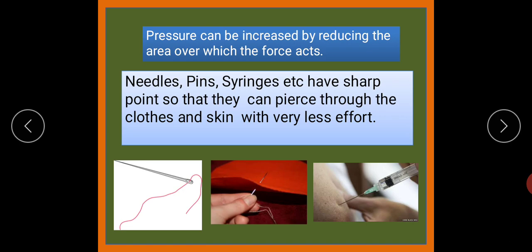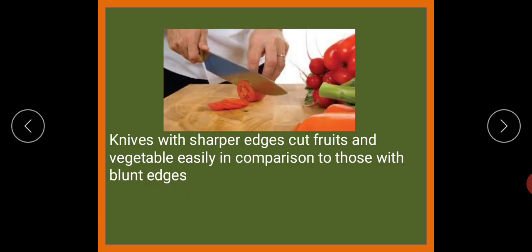Such a thing is done in case of needles, pins, syringes, etc. They have a very sharp point, very small area, so that they can easily pierce through clothes and skin. If a needle is blunt, you won't be able to stitch the cloth. Right? If the syringe does not have a pointed tip, you won't be able to give an injection to anyone. So it uses lesser effort when the area is less, because in this case pressure increases. Area decreases, pressure increases.